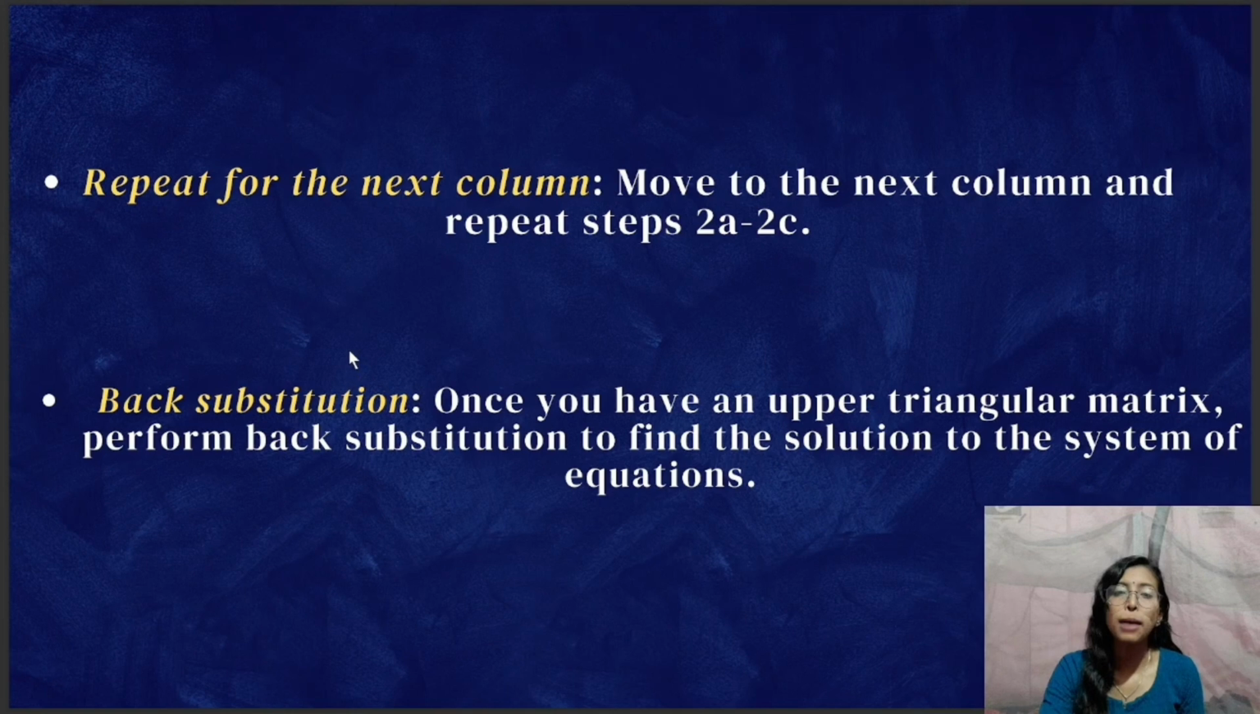Now the third step is to repeat for the next column. We have done the second step for a single row. Now we have to repeat this method that is given in the second point, that is swapping the rows and making the elements below the pivot 0. Now we have to repeat for the next column. Each and every column should repeat this same second step.